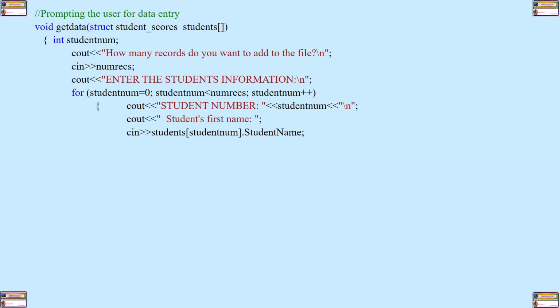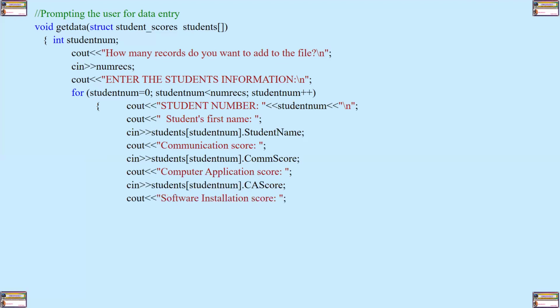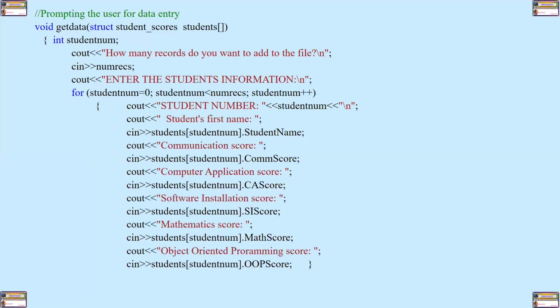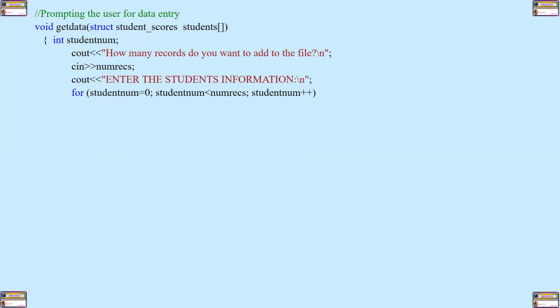Then prompt for the student's first name, get that first name and store it in the member of the struct called student name. Prompt for communication score, read the value and store it there. Continue reading each of the values until this last brace here. Then increment the value of the counter, student num, with 1. So 0 plus 1 is 1.